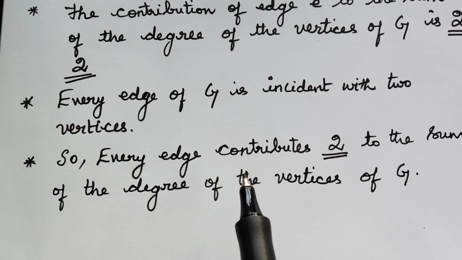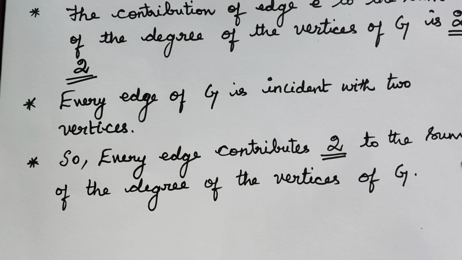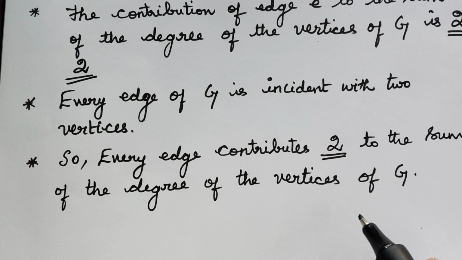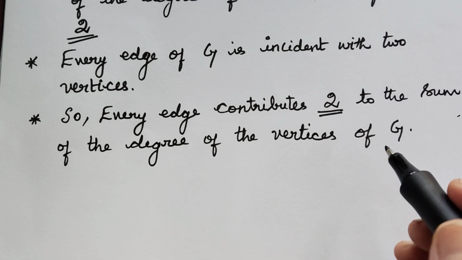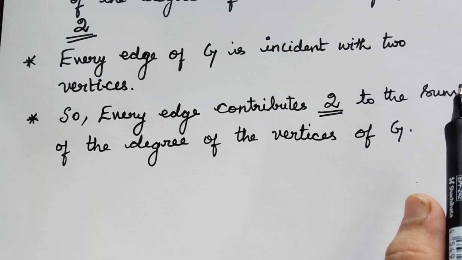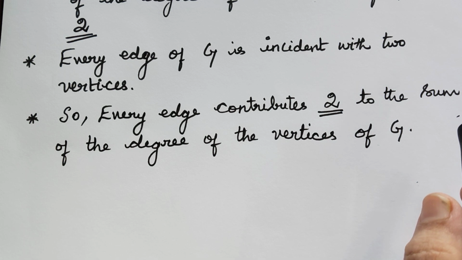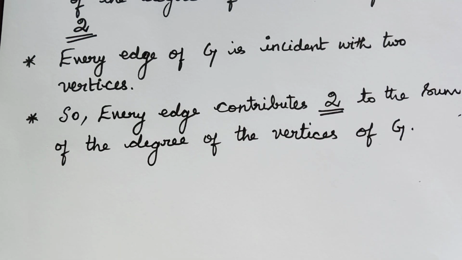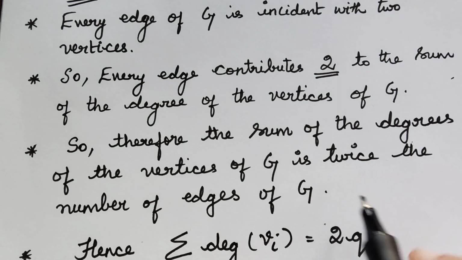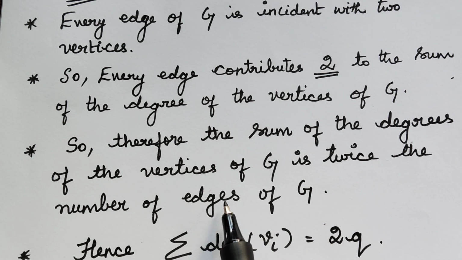Now if every edge contributes 2 to the sum of the degrees of the vertices of G, then what will happen? The sum of the degrees of the vertices of G will be equal to twice the number of edges, obviously, because every edge contributes 2. So if you add all the degrees, it will be equal to twice the number of edges. So therefore, the sum of the degrees of the vertices of G is twice the number of edges of G.